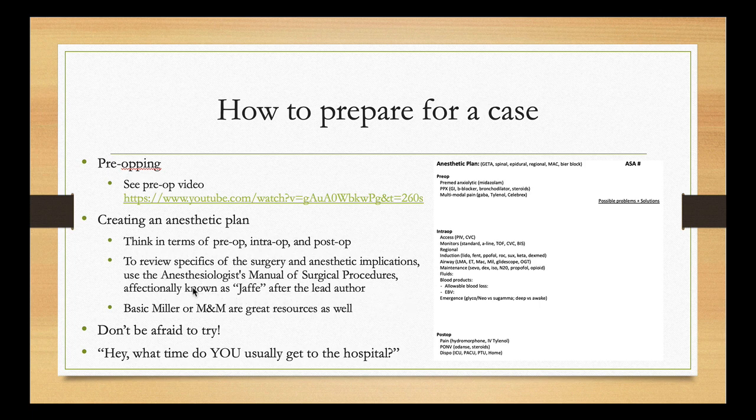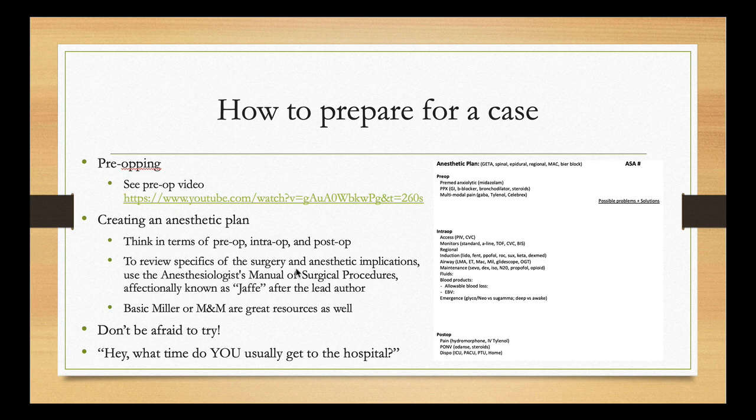There's a fantastic textbook out there, really just a classic of anesthesia. It's called the Anesthesiologist's Manual of Surgical Procedures, and it's affectionately known as Jaffe after the lead author. This is a crucial textbook that is co-written by surgeons and anesthesiologists. So if you happen to look up, say, that thyroid, you'll have an endocrine surgeon describe who gets a thyroidectomy, the reasons for it, the surgical steps involved, the outcome, the potential side effects to anticipate.